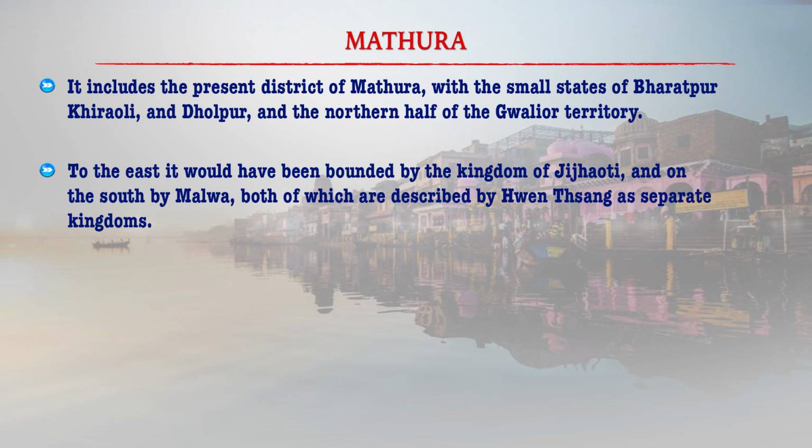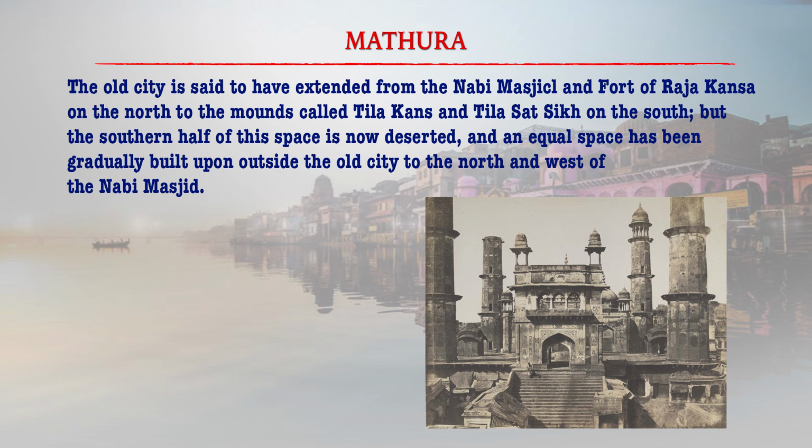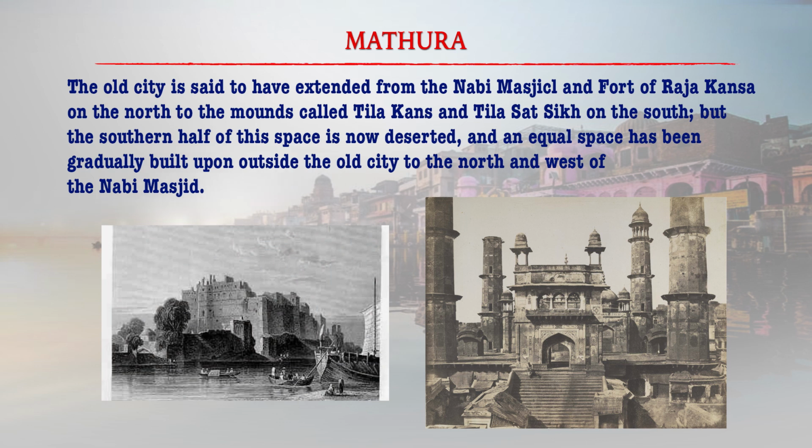So we have a very comprehensive explanation given by Huensang about the city called Mathura. Mathura since modern time is known as a great school of art. In the 7th century, the city was extended in 3 miles and it formed a circuit. The old city is said to have extended from the Nabi Masjid and the fort of Raja Kans on the north to the mounds called Tila of Kans and Tila Satsik on the south.